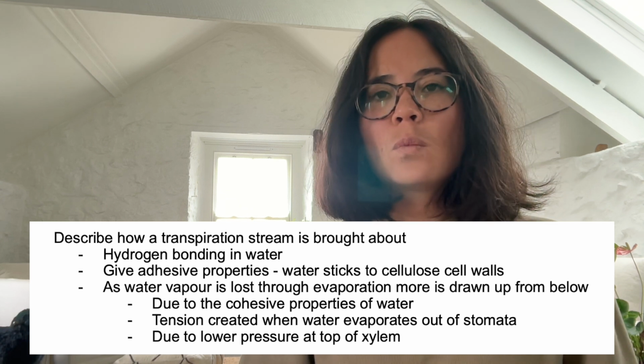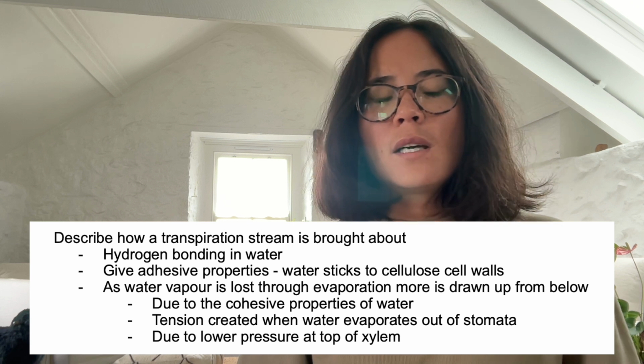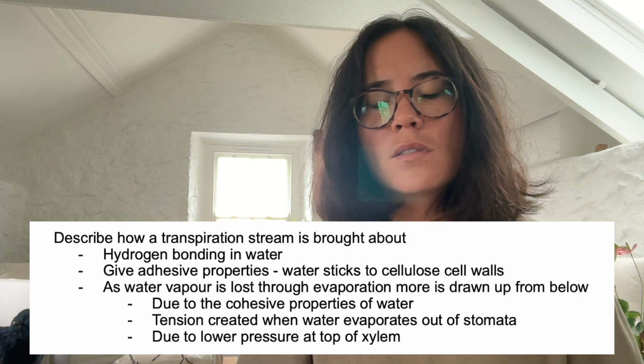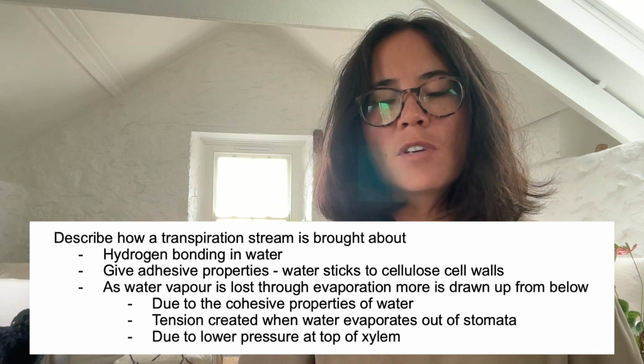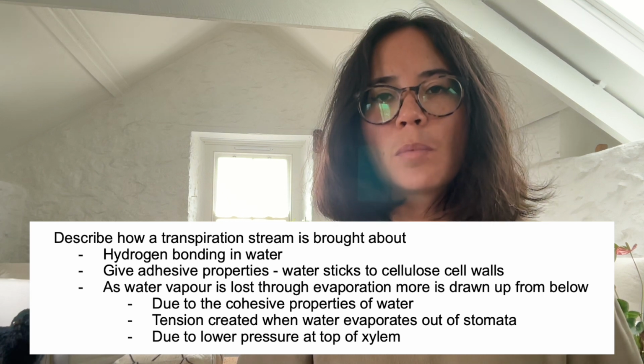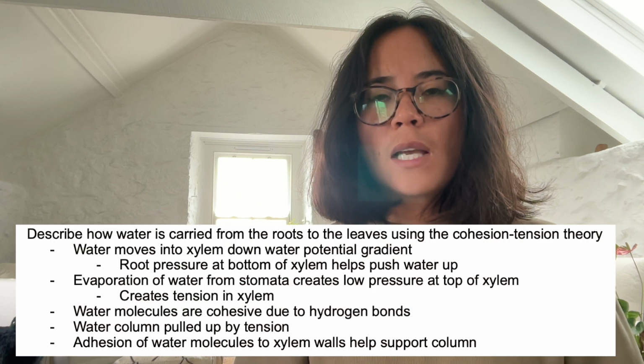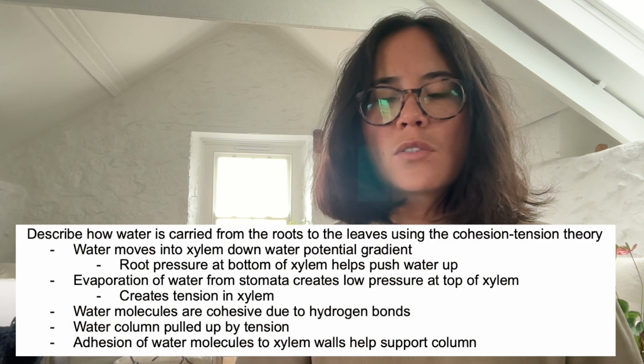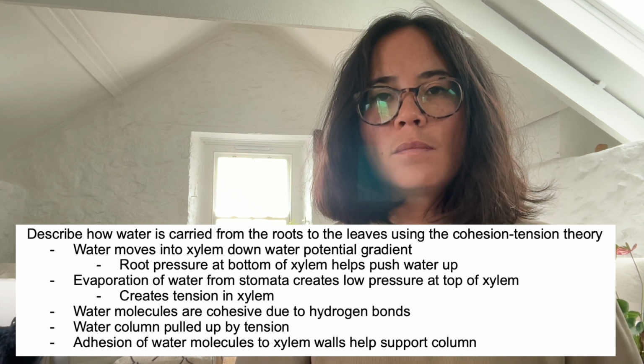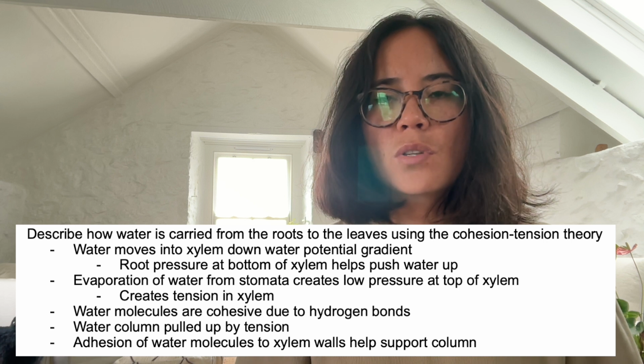Tension is created when water evaporates out of the stomata, and that's in part due to lower pressure at the top of the xylem. So obviously, I briefly described how water moves up the stem of a plant, but now in high-level biology, we need to describe that movement of water using the cohesion tension theory. So we know that water will enter the xylem down its water potential gradient. As the water enters the xylem, root pressure at the bottom of the xylem helps to push the water up.